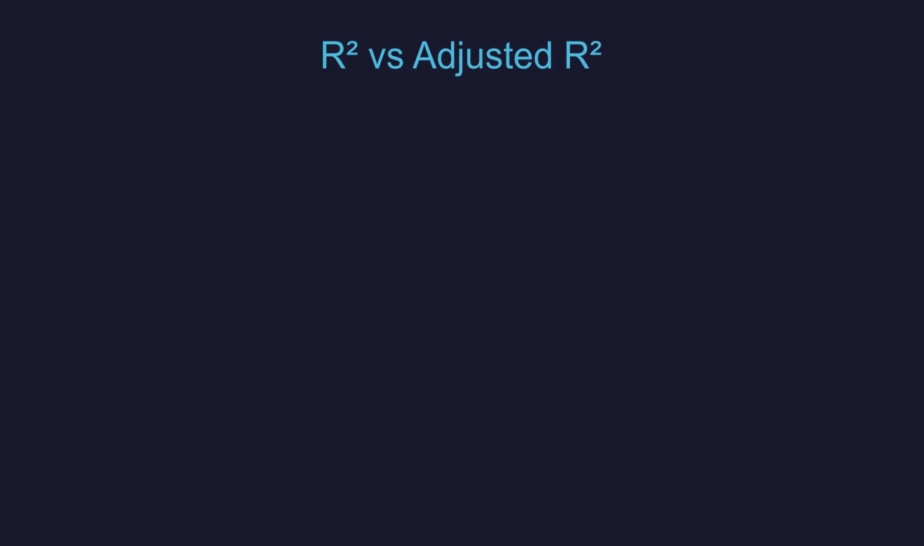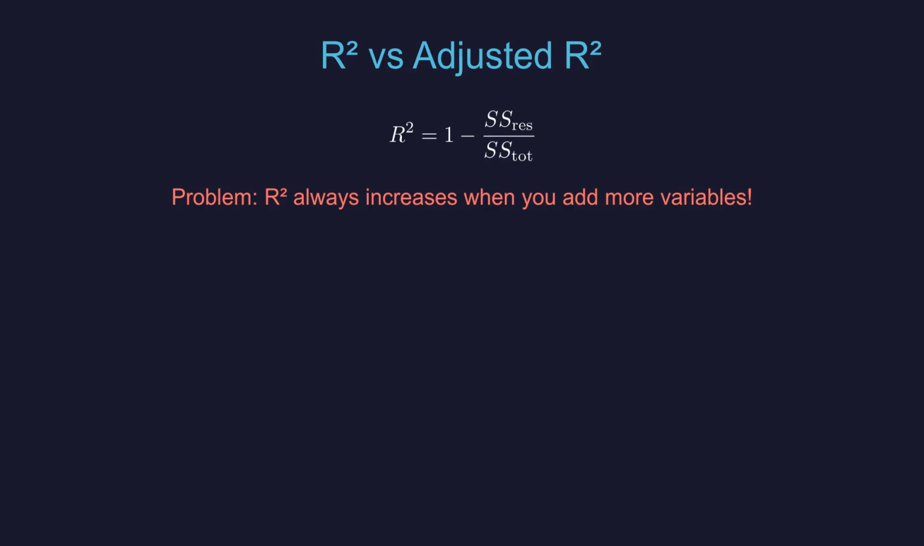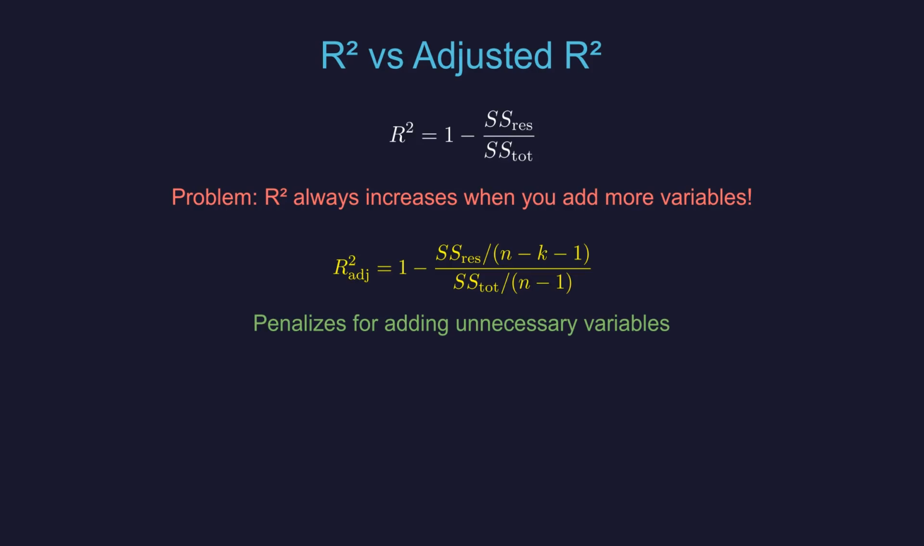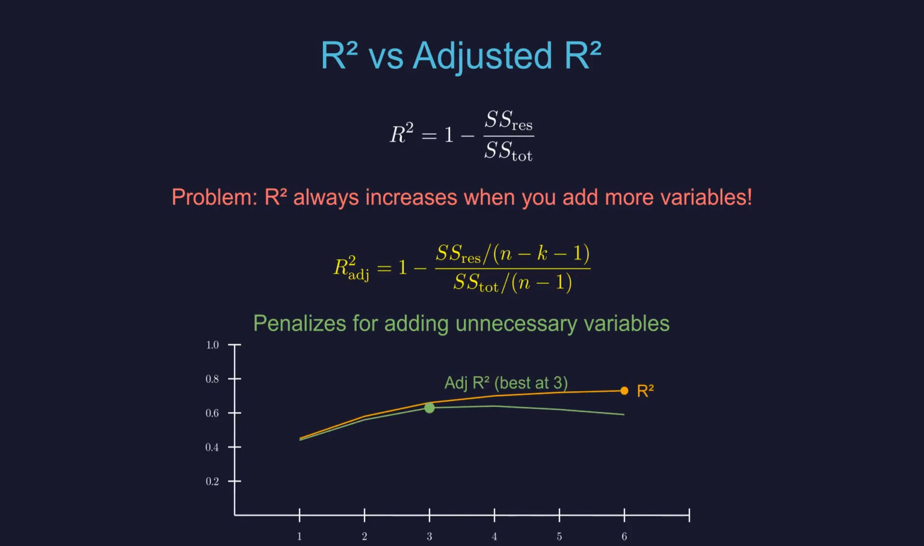A key tool for model building is the adjusted R-squared. Ordinary R-squared measures the proportion of variance explained, but it has a fatal flaw. It always increases when you add more variables, even useless ones. Adjusted R-squared fixes this by penalizing for each additional variable. It divides by the degrees of freedom, so adding a worthless predictor actually makes it decrease. On this plot, R-squared keeps climbing with more predictors. But adjusted R-squared peaks at 3 predictors, then declines. This tells us 3 predictors is the optimal model.